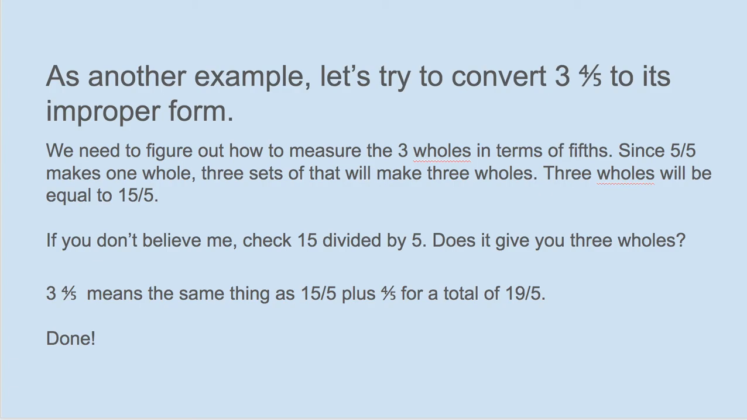And if you don't believe me, check 15 divided by 5. Does it give you 3 wholes? Back to 3 4/5. It means the same thing as 15/5 plus 4/5 for a total of 19/5. Done!